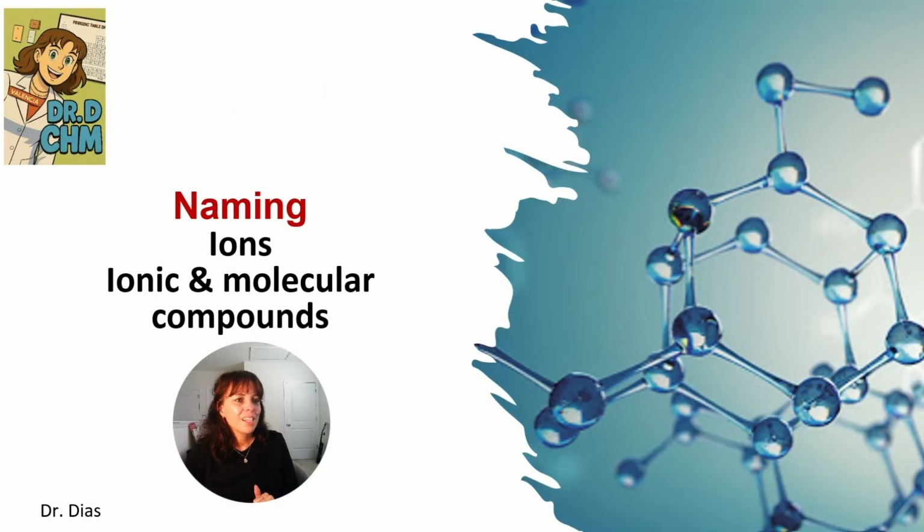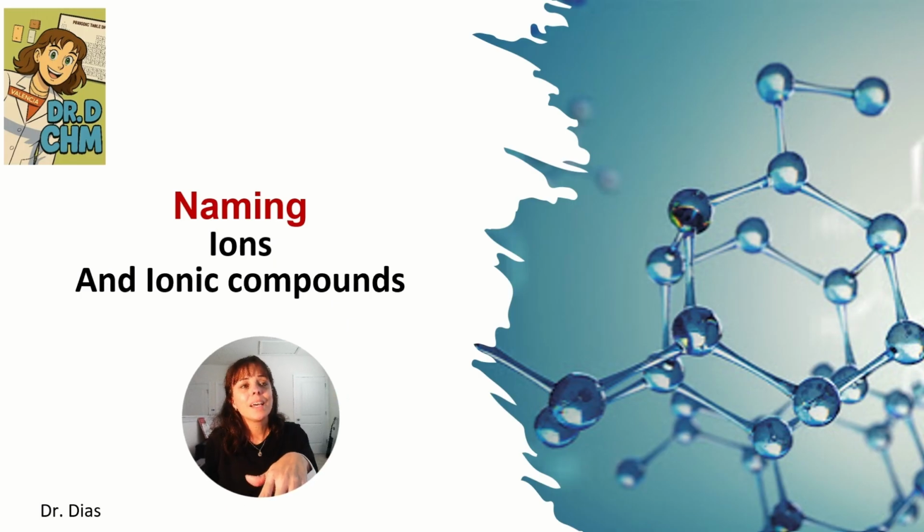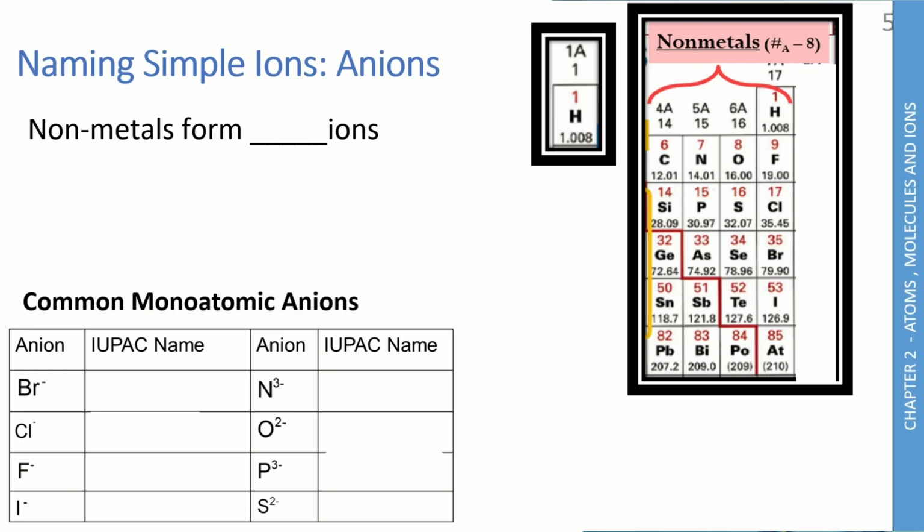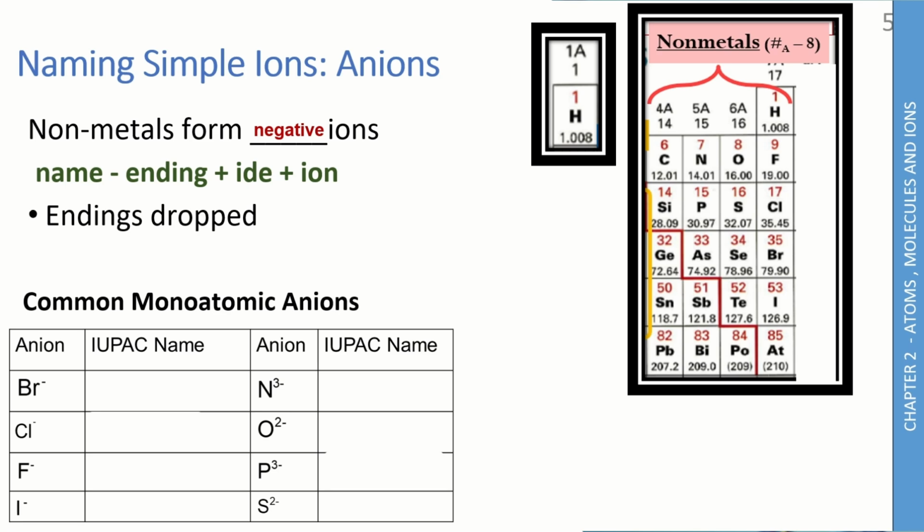So let's name ions, ionic and molecular compounds, and let's start with the ionics. Starting from the ions: non-metals form negative ions, right? The name will drop the ending, and we add -ide plus ion. For example, chlorine: we drop the I-N-E, and replace it with -ide, so it will be chloride.